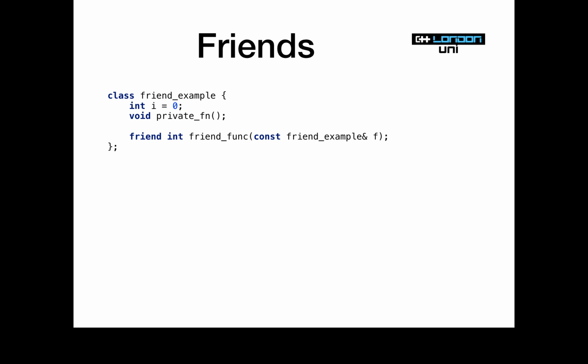And then I've declared that there is this function called friendfunc that takes a const reference to this class and returns an int. I've declared that this is a friend of mine. And because it's a friend of mine, it's allowed access to private member variables. Oh, you could say I consider it my friend. It doesn't mean it considers me its friend.